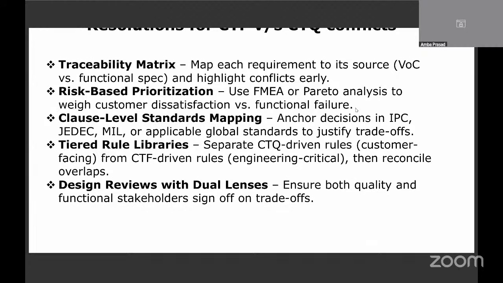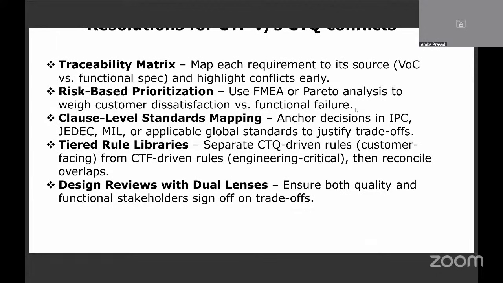Yeah. Okay. So resolutions, how to resolve these CTF versus CTQ conflicts. Traceability matrix, map each requirement to its source. Functional spec, yeah, there are design kits and assembly kits and material kits available from the vendor. They call it a 3DK. Earlier we used to call them PDK, ADK and MDK. Now they call it a 3DK. All the three are one. You cannot take away one from the other. It's like a Mercedes symbol. Perfect. There are three proper regions.